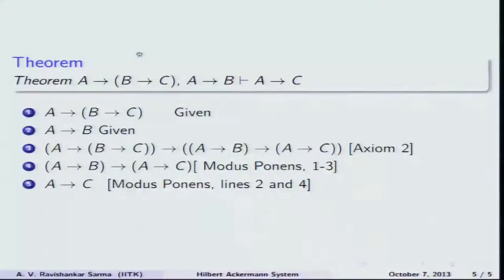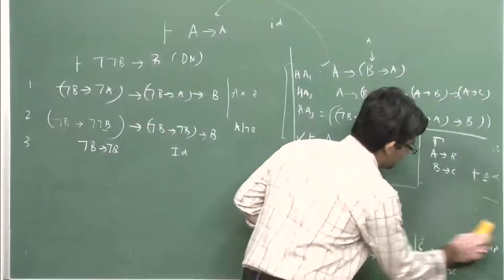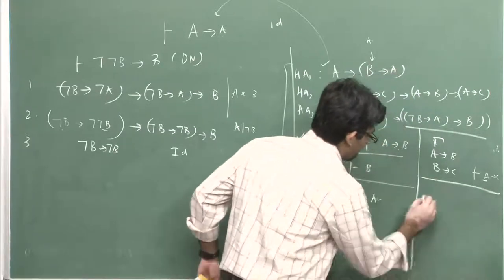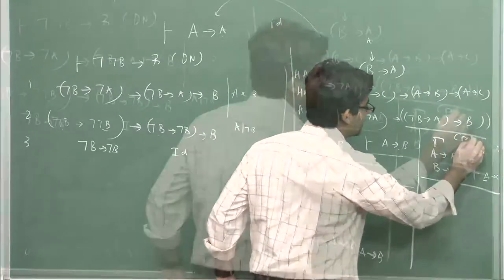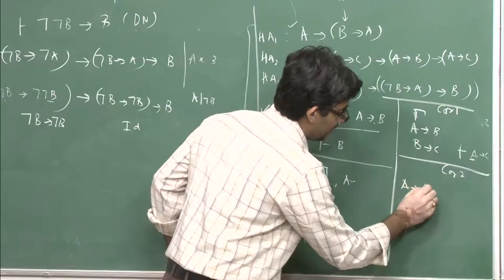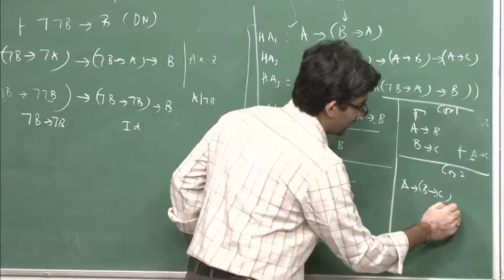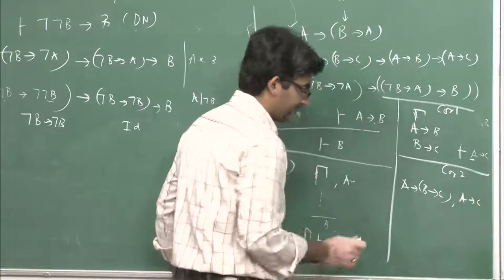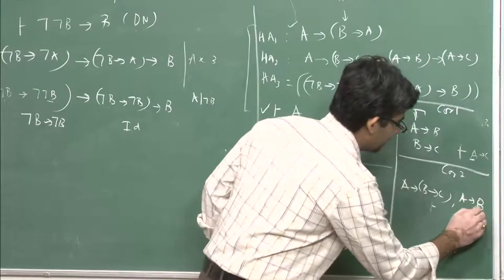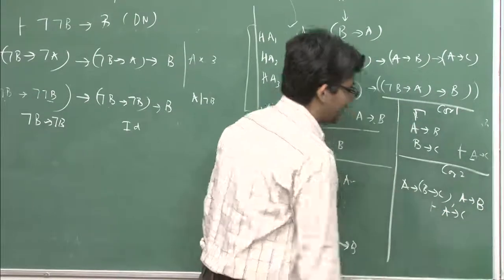So what is that? We'll write it down here. A implies B implies C, A implies B, and then A plus C. So this is another important corollary, and then I will go into the proof of this. So these are the two corollaries, corollary 1 and corollary 2. So now you have A implies B implies C and A implies B. From that you can deduce A implies C.